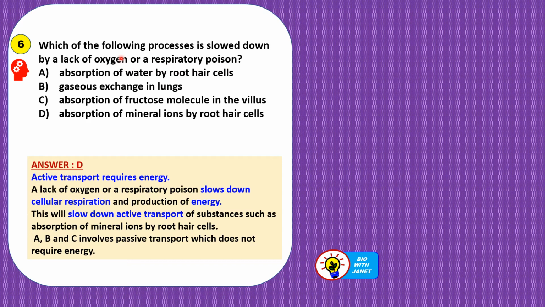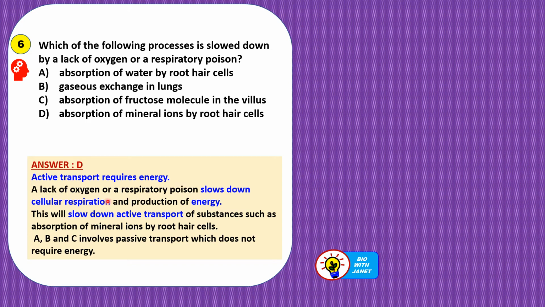Either one. So when we look at this question, it mentions a lack of oxygen or respiratory poison. We know it has something to do with production of energy through cellular respiration. So this lack of oxygen or respiratory poison will affect the process of active transport, such as the absorption of mineral ions by root hair cells. It's by active transport. So active transport requires energy, right?